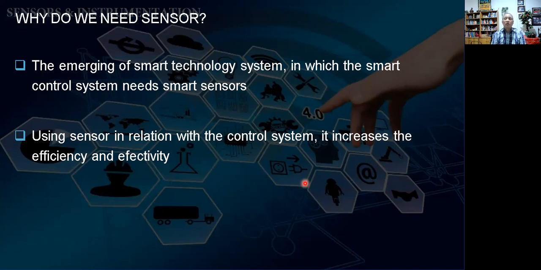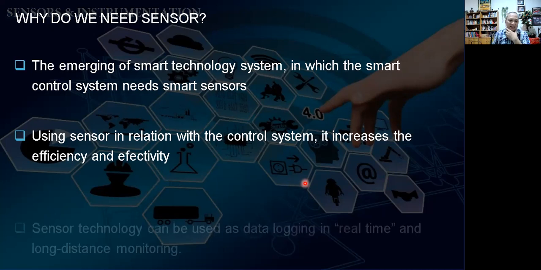So like the air conditioner at home, it has a sensor. When we want it to be at 20 degrees, it will try to reach 20 degrees Celsius, but the compressor will stop as soon as it reaches 20 degrees. Then the compressor will stop for a while. So it means that it is reducing the usage of fuel or electricity.